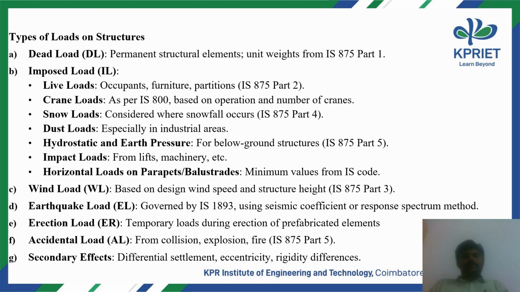And then the types of load acting on structures. The first one is dead load, it is a permanent load, which we take from IS 875 part 1. Another one is temporary load, another name of which is imposed load, that is live loads. The jib of a crane gives the boom loads. Next are snow loads, dust loads, and hydrostatic and earth pressure, that is lateral pressure, for example on members of below-ground structures. Another one is impact load, and horizontal loads on parapets.